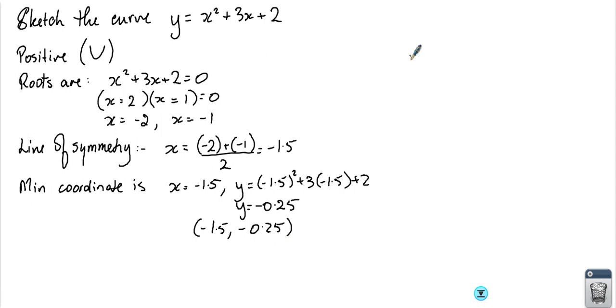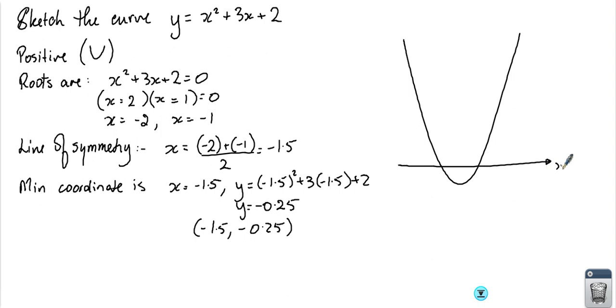So I know it is a minimum curve. I'm going to start from the curve. That curve, by the way, has a y-intercept of 2, so I know it passes through 2. So this is the x-axis. It has two negative roots, minus 1 and minus 2.